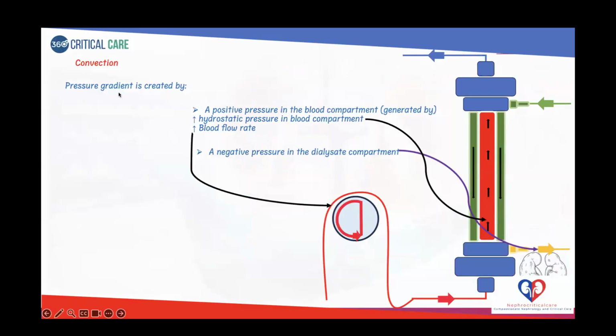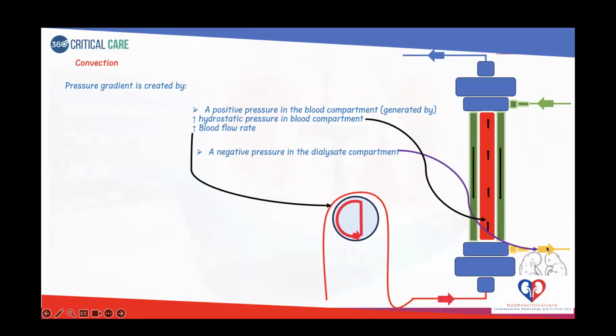So both convection and ultrafiltration are dependent on the pressure difference between the blood chamber and the dialysate chamber here. What happens is you create a positive pressure in the blood compartment, which is generated by either increasing the hydrostatic pressure in the blood compartment or increasing the blood flow rate. So if you increase the blood flow rate, there will be more pressure inside the blood compartment.